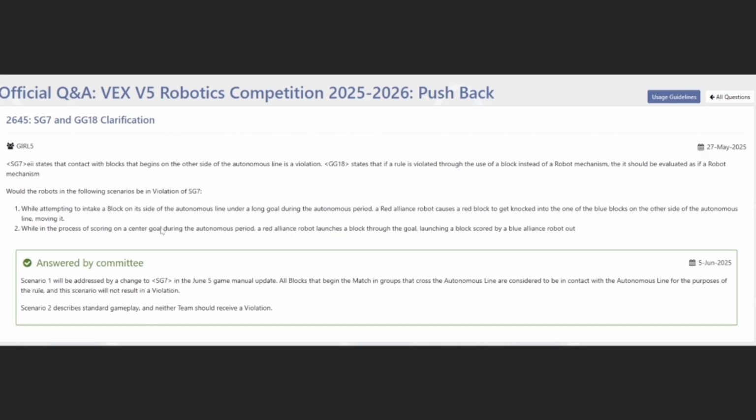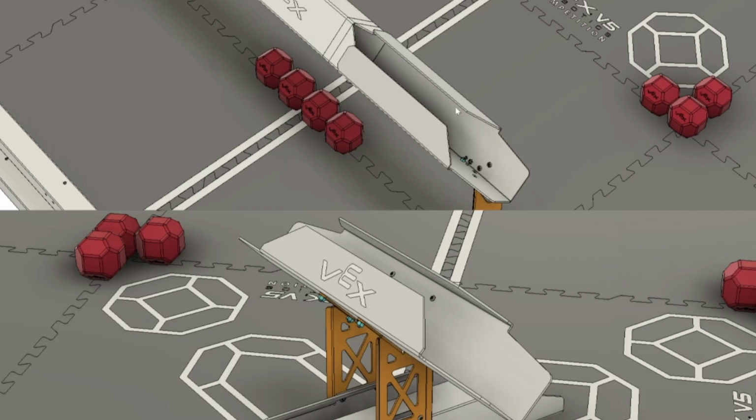So if you score in the center goal during the autonomous period, and the red robot launches a ball through the goal, which pushes a blue block out, that kind of sucks, because for the autonomous win point you need blocks in three goals. The two long goals, you can put blocks in and they're safe, as long as they're in these open sections here; the other team isn't allowed to interact with them. They're considered safe for the long goals. That's per SG7, I believe. So if you put your balls here and they go and descore them, that's going to be a violation for them.